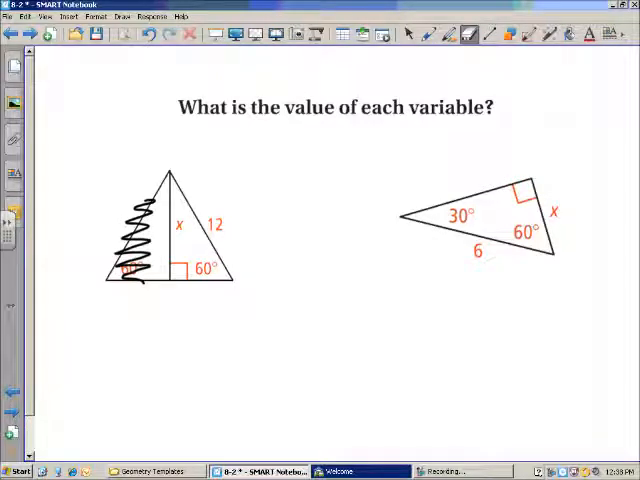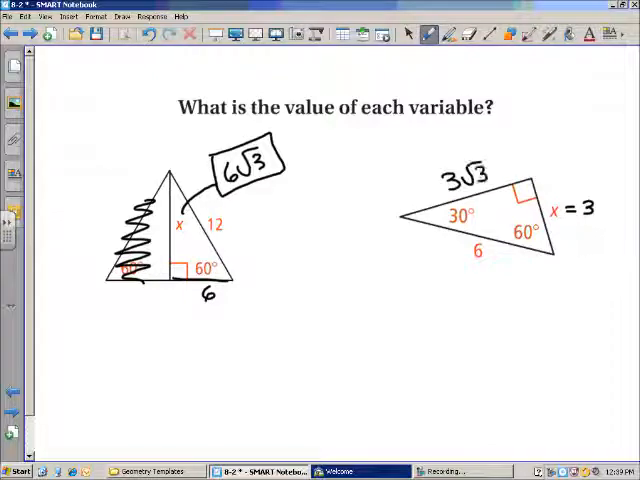So, let's see here. If the hypotenuse is 12, the shortest side must be half of that, or 6. Okay, and the longer leg is the shorter leg times root 3. So x must be equal to 6 root 3. And I'm done. In this one, the hypotenuse is 6. The shorter leg is, well, half of 6. So x must be 3. Which, by the way, this longer leg would be 3 root 3.